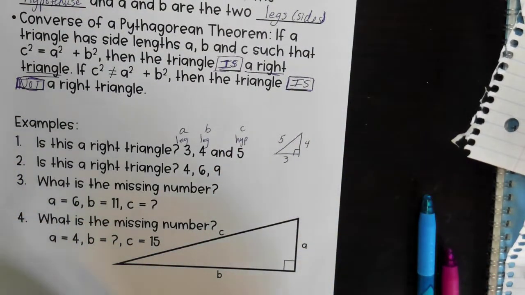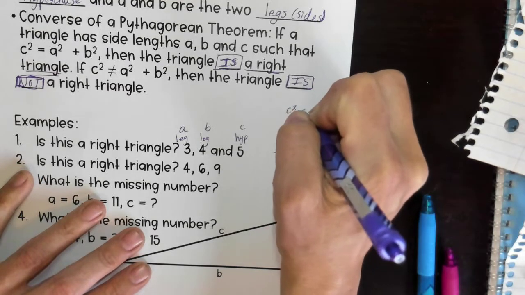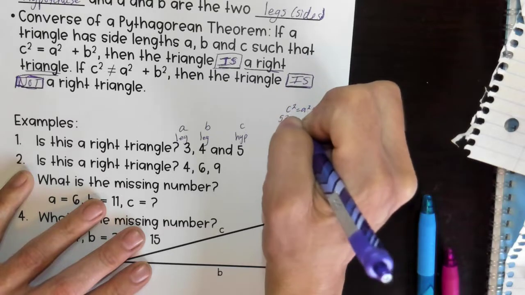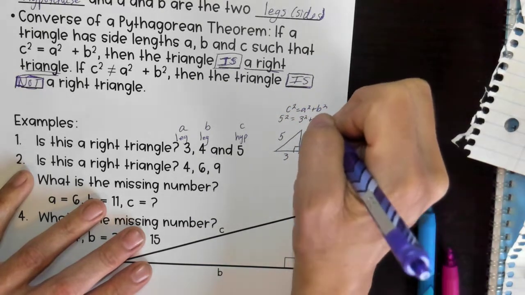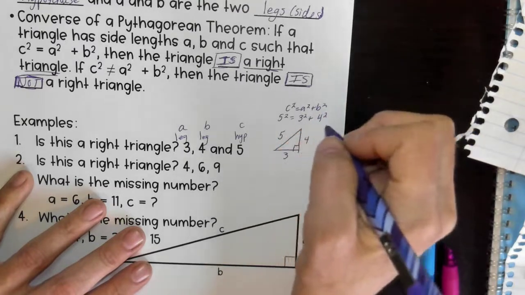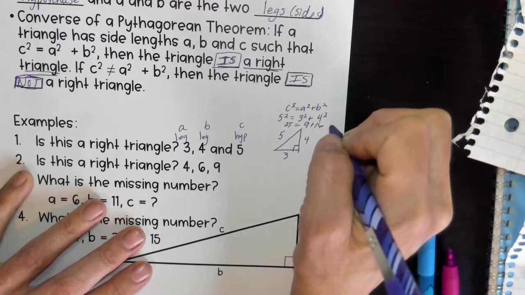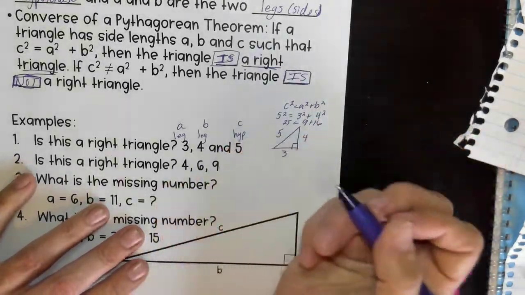So if we were to work this out, we would write c squared equals a squared plus b squared. C squared is 5. A is 3. I'm going to square it. B is 4. I'm going to square it. And I get 25 equals 9 plus 16. And 25 does, in fact, equal 25. So this is a right triangle.